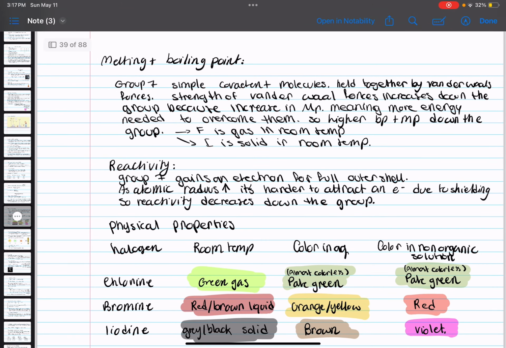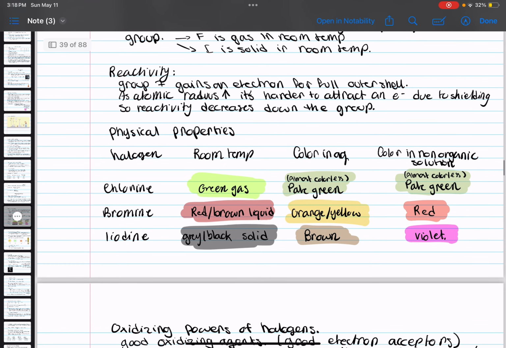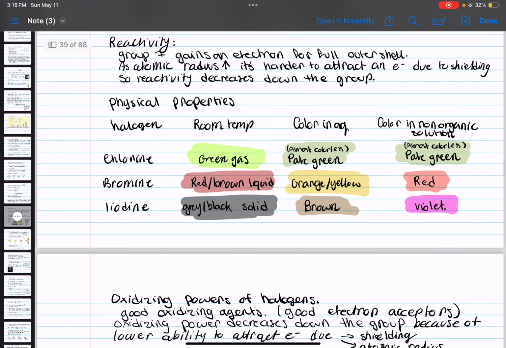Melting and boiling point. Basically they're simple covalent molecules held together by van der Waals forces, and the strength of these forces increases down the group because of the increase in Mr, meaning more energy is required to break them, so higher boiling and melting points down the group. Fluorine is a gas at room temperature, and iodine is a solid at room temperature. Then we have reactivity: group 7 gains an electron for a full outer shell. As atomic radius increases, it's harder to attract the negative electron because of more shielding, more distance, and less attraction from the nucleus, so reactivity decreases down the group.